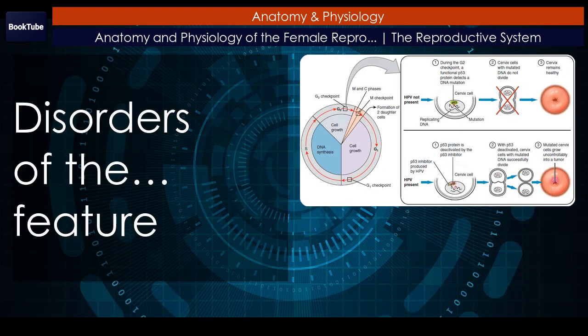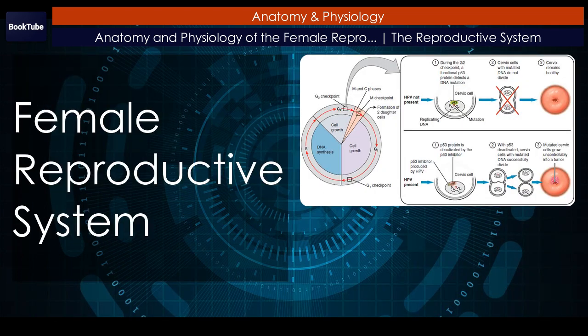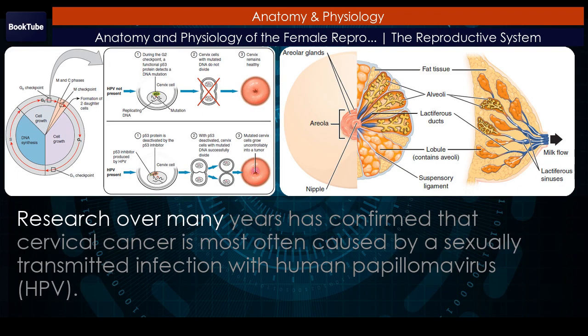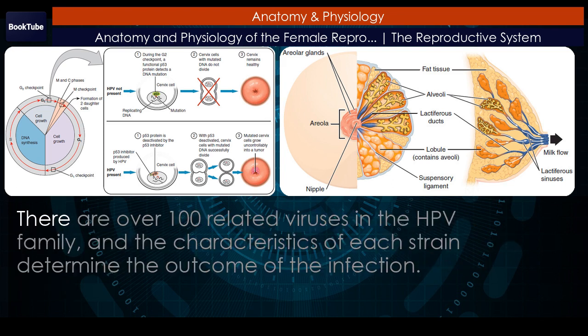Disorders of the female reproductive system. Research over many years has confirmed that cervical cancer is most often caused by a sexually transmitted infection with human papillomavirus, HPV. There are over 100 related viruses in the HPV family, and the characteristics of each strain determine the outcome of the infection.